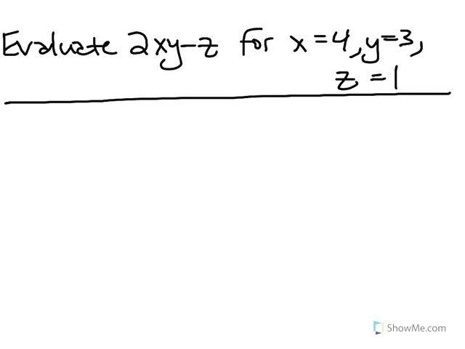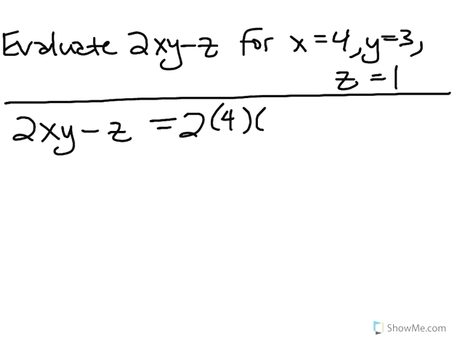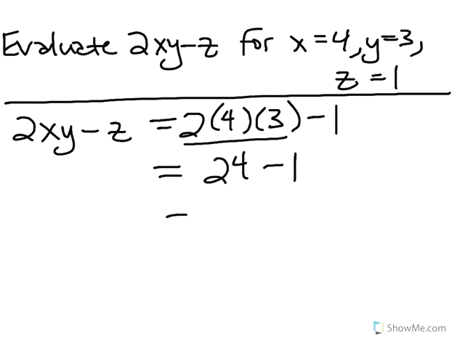Again, with the multivariable stuff, it's the same process. 2xy minus z becomes 2 times 4 times 3 minus 1. We should do multiplication first. 2 times 4 is 8, times 3 is 24. 24 minus 1 is 23.